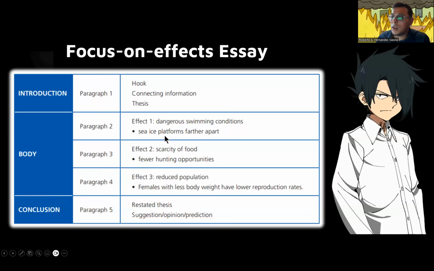So what are you going to talk about once you mention this? We're going to talk about, in the first case, the sea ice platforms farther apart. That is why the swim conditions are going to be dangerous. So this is what your outline should look like a little bit when you guys start working, right? Everything is very clearly planned out, and you don't have anything missing. The bullet points should be a clear example of what you're going to talk about in that paragraph in particular.